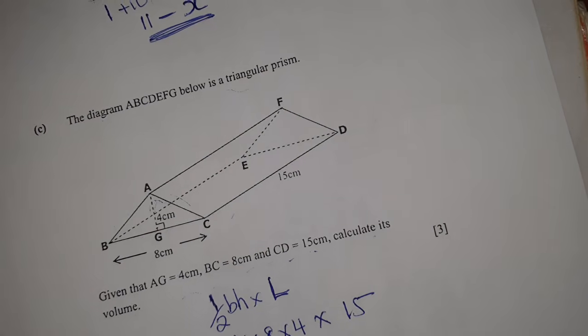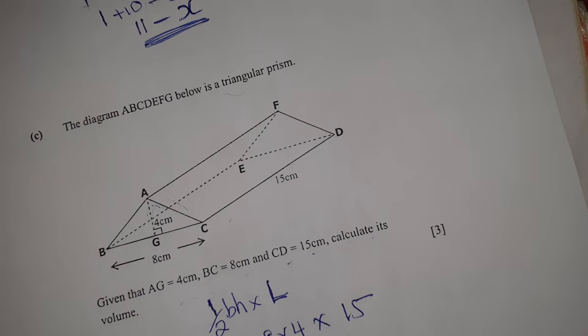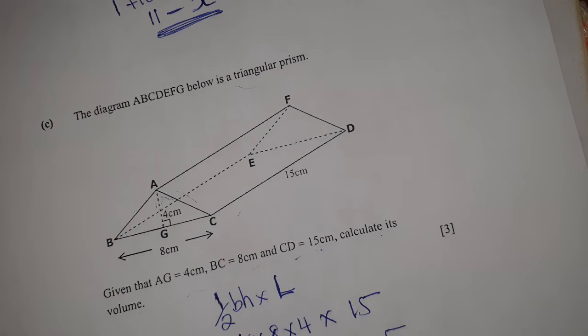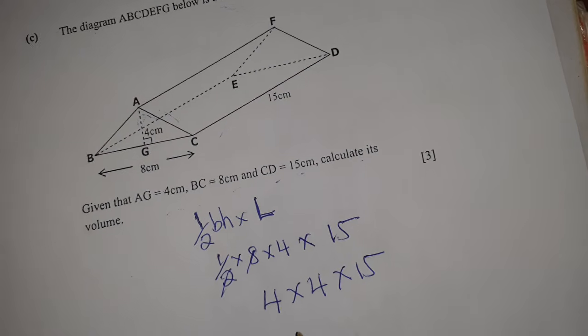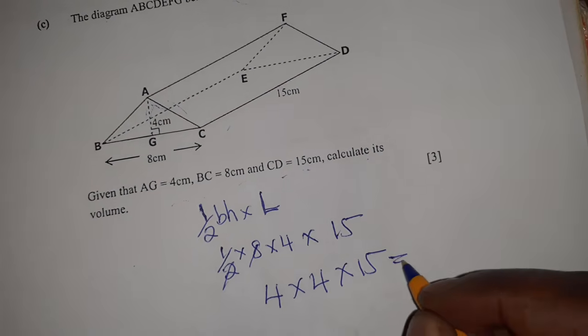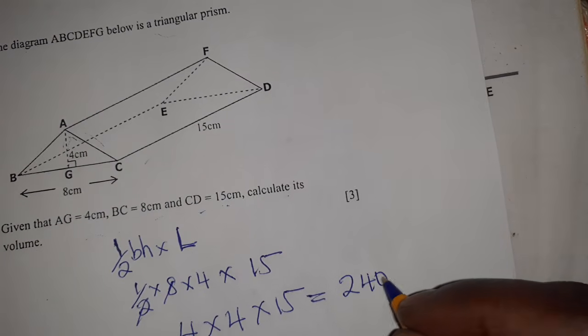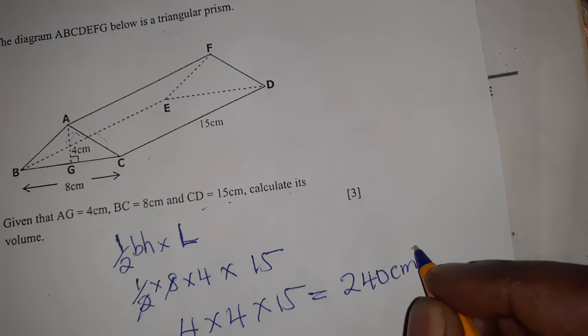So this into this one, it's 4. 4 multiplied by 4 multiplied by 15. What do we get? This is going to give us 240 centimeters cubed.